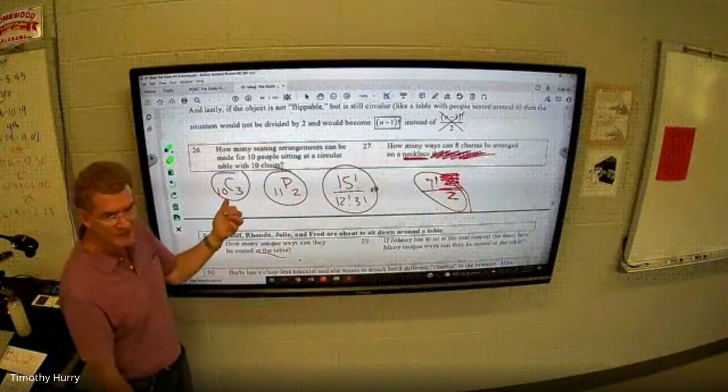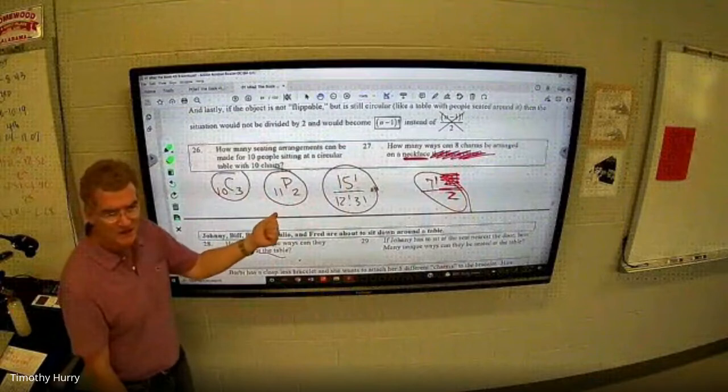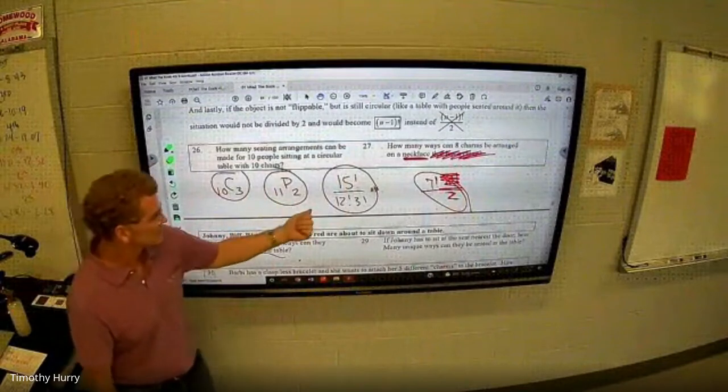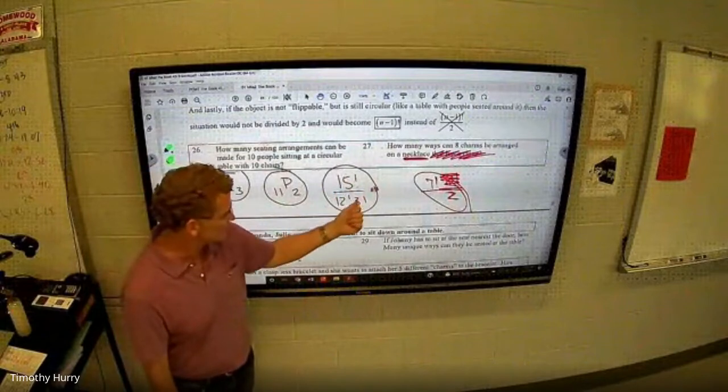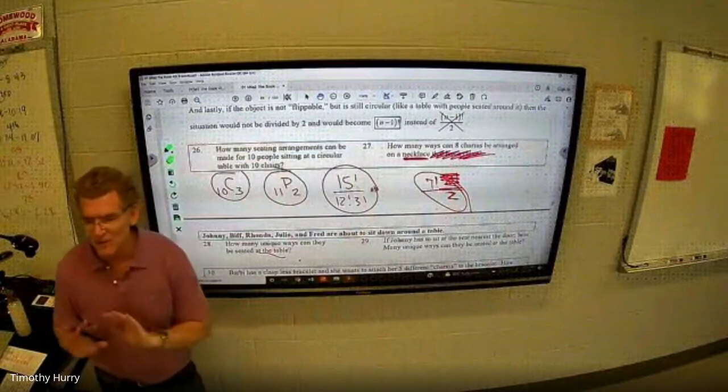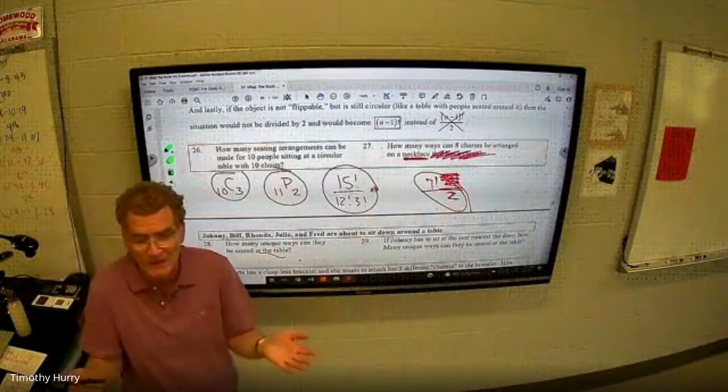I mean, this ends up being 10 times 9 times 8 over 3 times 2 when you're done. This ends up being 11 times 10. This right here ends up being 15, 14, 13 over 3, 2. After you cancel stuff, the math will not be bad on those. I'm just testing your ability to know the rules.